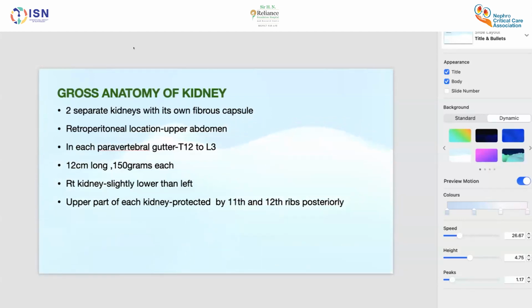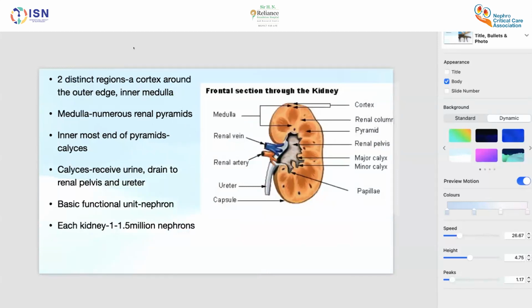Gross anatomy of the kidney. There are two separate kidneys, each with its own fibrous capsule. They are retroperitoneal in location, in the upper abdomen in each paravertebral gutter at the level of T12 to L3. Each kidney is approximately 12 centimeters long and 150 grams each. The right kidney is slightly lower than the left because of the liver. The upper part of each kidney is protected by the 11th and 12th ribs posteriorly.